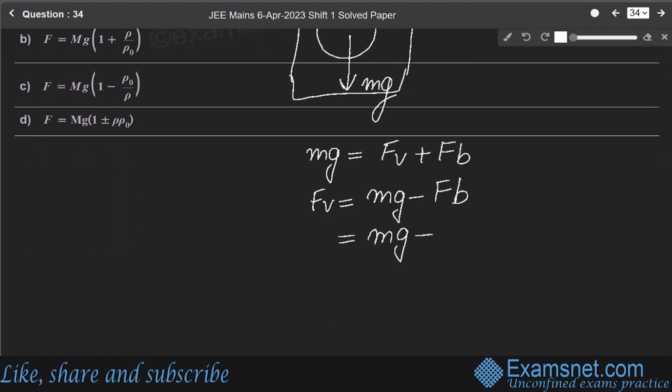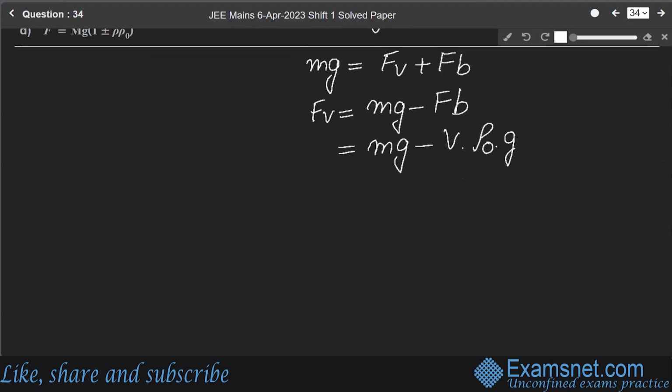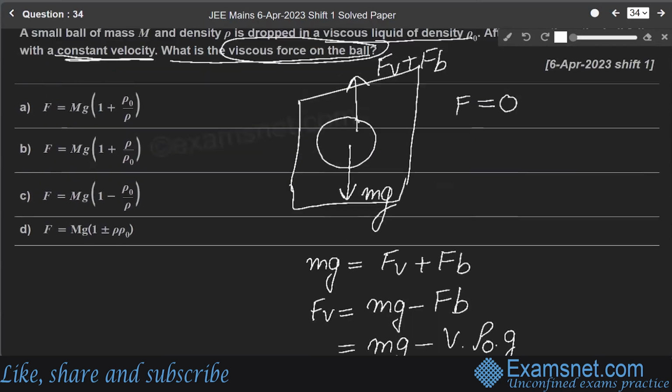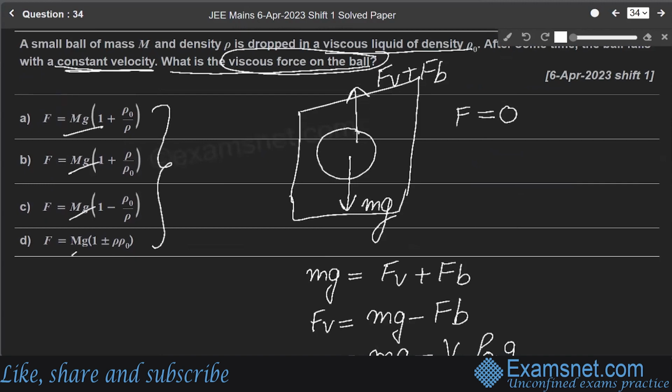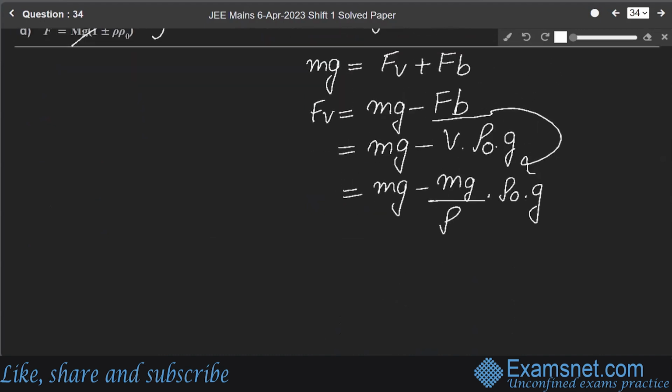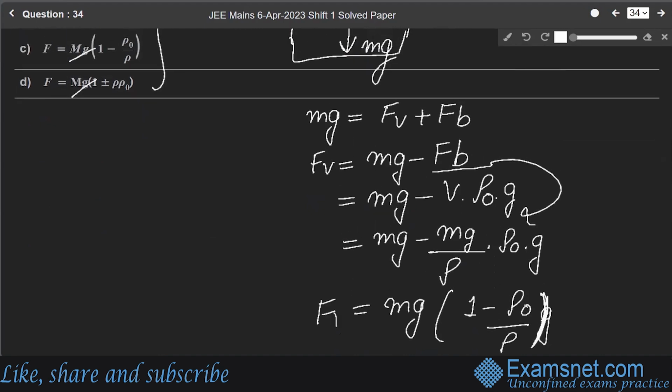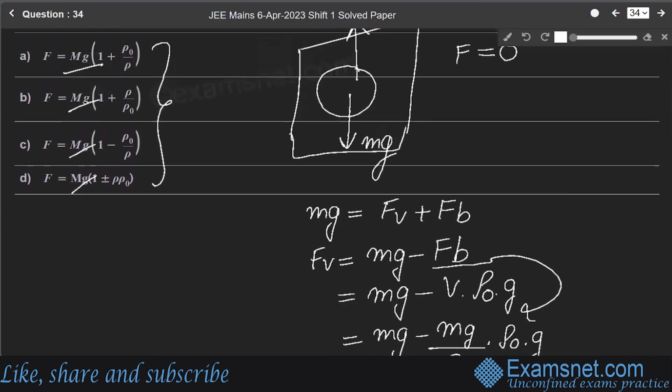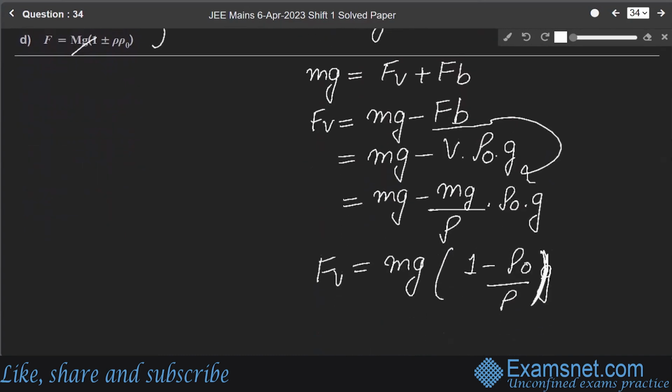It will be equal to mg minus the buoyant force, which is the volume of the ball times density rho naught times g, gravity. Since, students, all the answers are given in terms of mg, we have to write this buoyant force also in terms of mg. That is, mg minus the volume of the ball, which can be written as mg over density rho, times rho naught times gravity g. Taking mg common from both, we get mg times 1 minus rho naught over rho. So the viscous force Fv is equal to mg(1 minus rho naught over rho). So the correct answer is C.